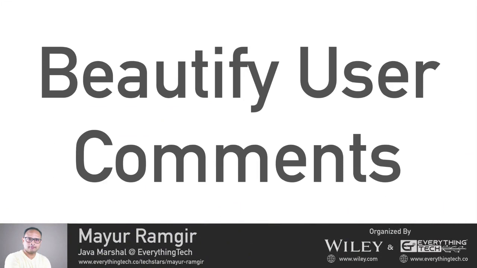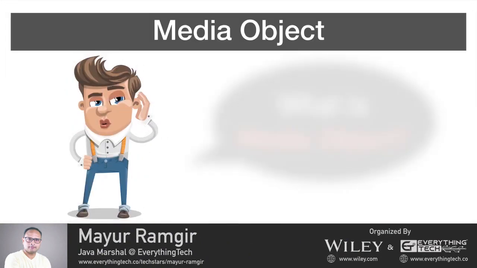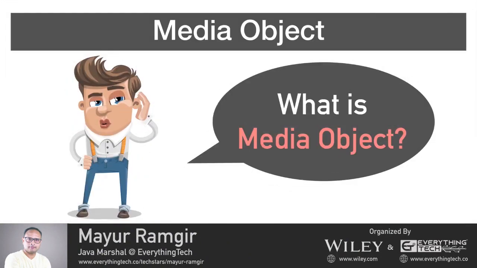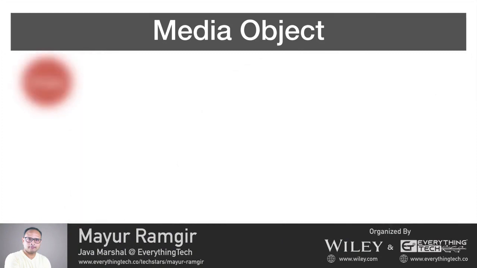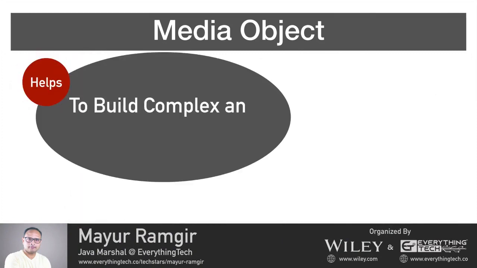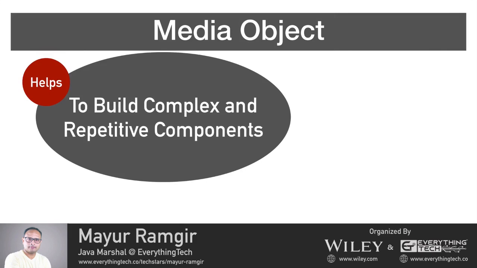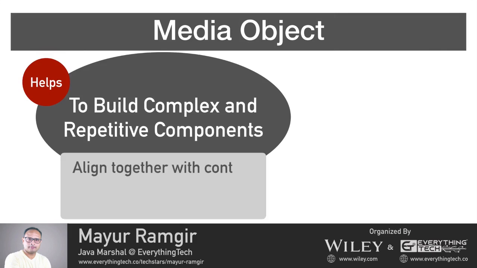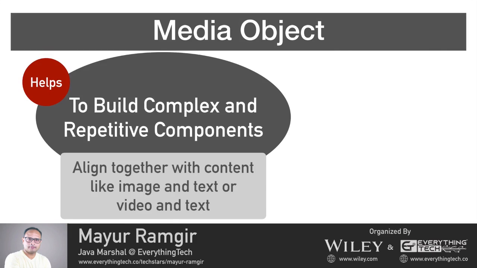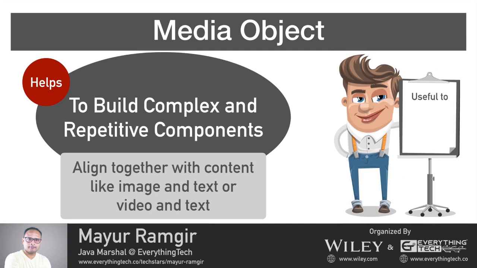Beautify user comments. Media object. What is a media object? A media object helps to build complex and repetitive components. It allows us to align content together with content like image and text or video and text. The primary use of a media object is to format comments, tweets, etc.